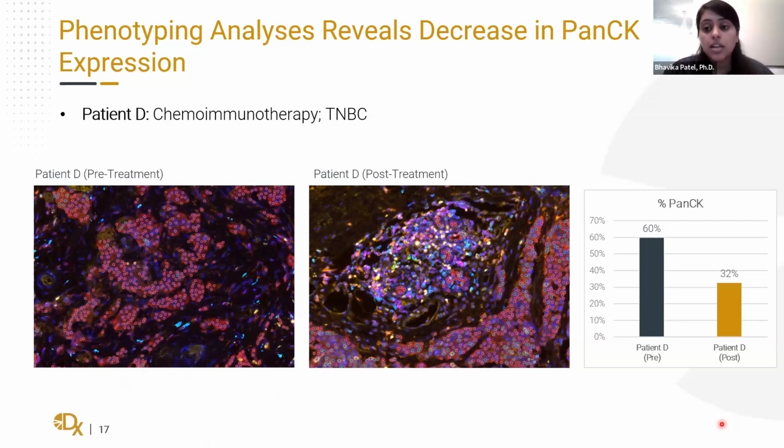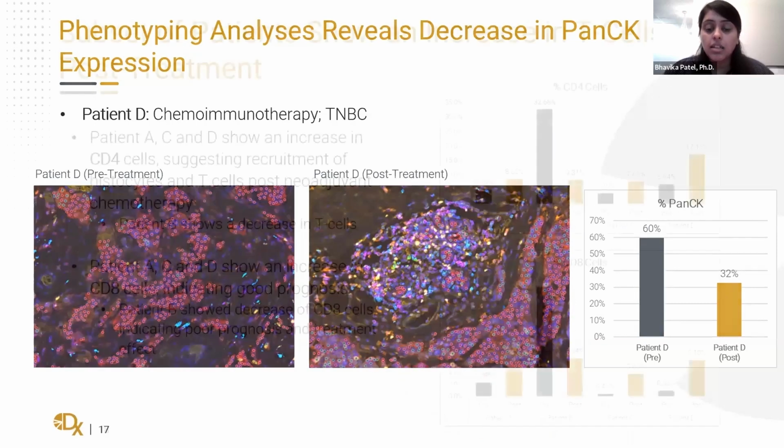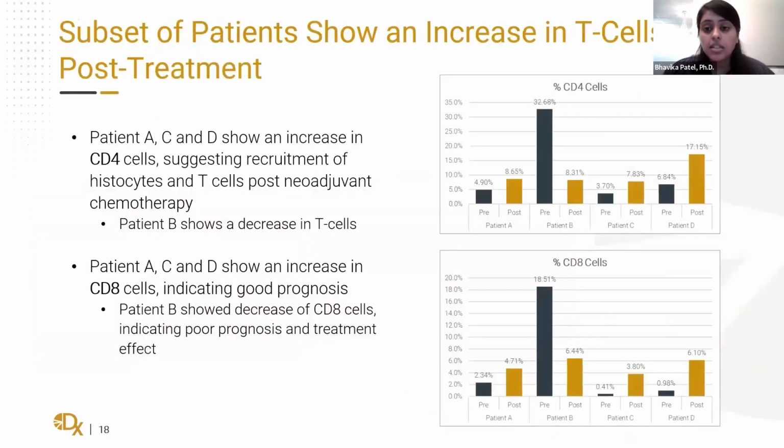Patient D had triple-negative breast cancer and was treated with immunotherapy. Therefore, we can speculate that this drastic change could be related to the immunotherapy treatment. The post-treatment shows some pan-CK positive cells on this corner, but it also shows this interesting cluster of immune cells within the tumor. We've investigated these cells across all patients and saw there is an increase in T cells post-treatment for patients A, C, and D.